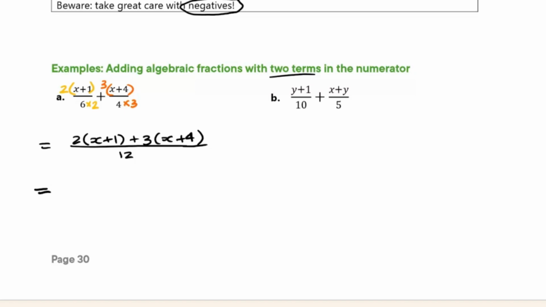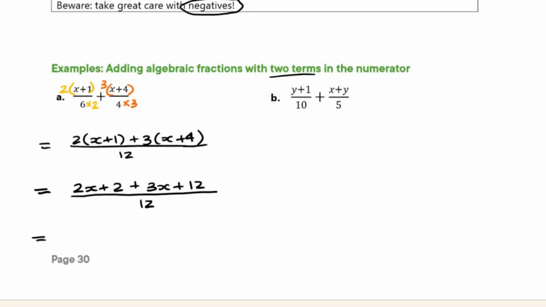going to see if we can combine any like terms in that numerator. So that first bracket, let's maybe draw that vinculum. We've got 2 times x, and then 2 times 1. Then we've got 3 times x is 3x, and 3 times 4 is 12, all over 12. We've got some like terms here. We've got this 2x and this positive 3x.